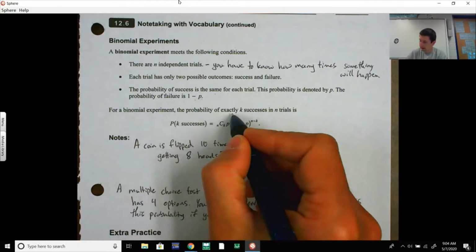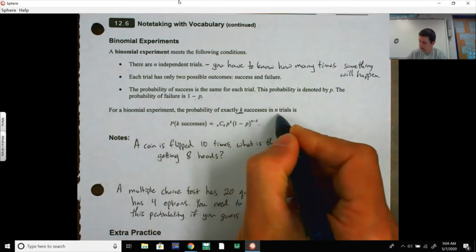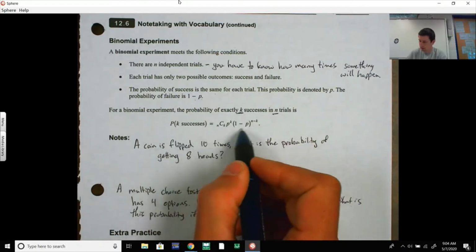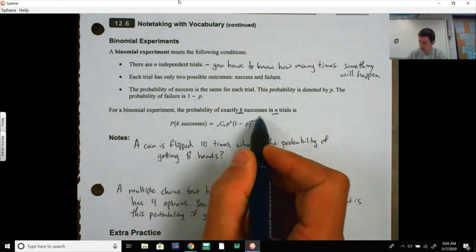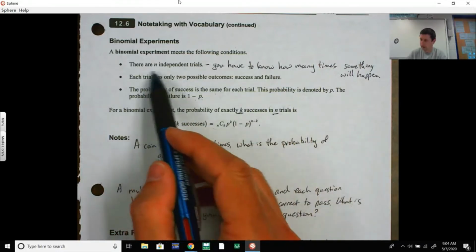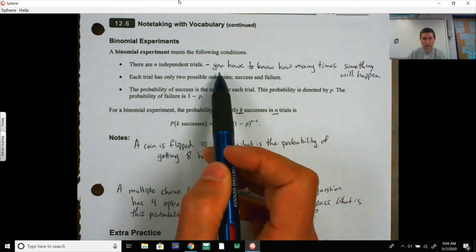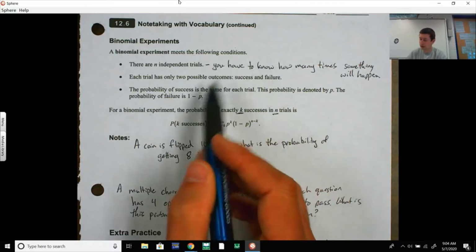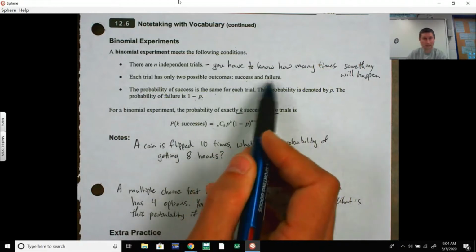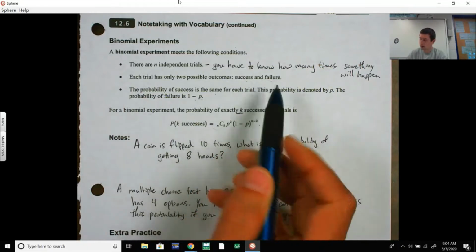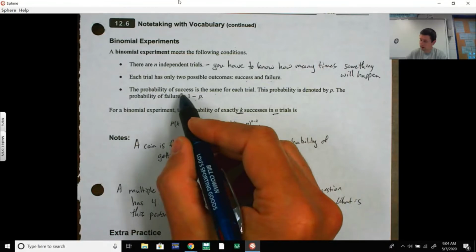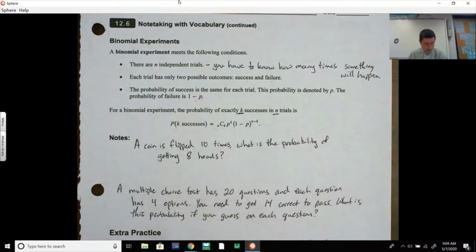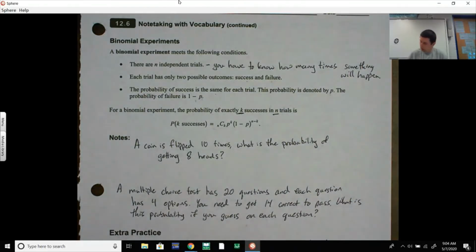So the probability of exactly K successes in N trials, there's your N, is this formula right there, which is what we're going to look at. Okay? So there has to be a set amount of times that you're going to do something. You can either get something right or you can get something wrong. So success and failure, there's no halfway with the binomial experiment. So binomial, there's your two choices, success and failure. Your probability of success is P. The probability of failure is 1 minus P. Okay? So we're going to come back and look at that.